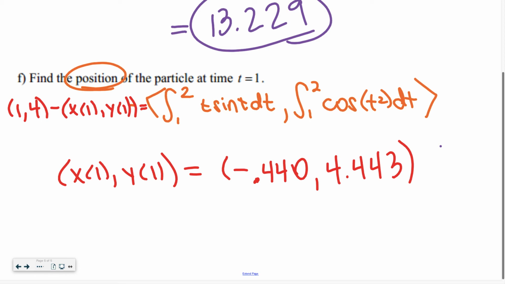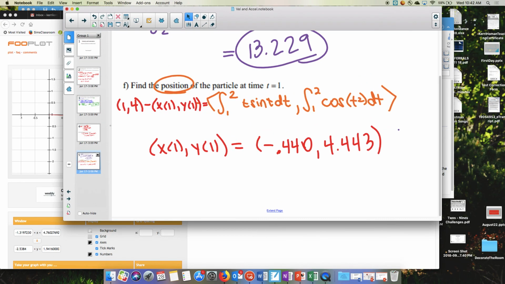Are these kind of problems usually calculator or non-calculator on the AP test? I feel like typically calculator.